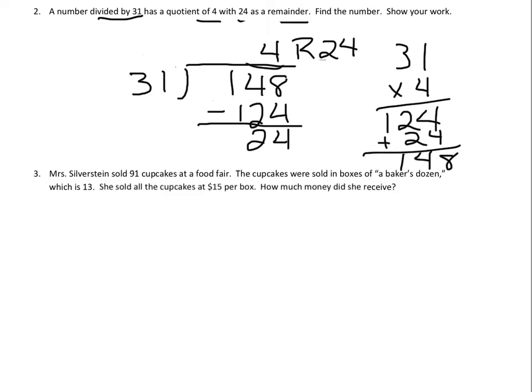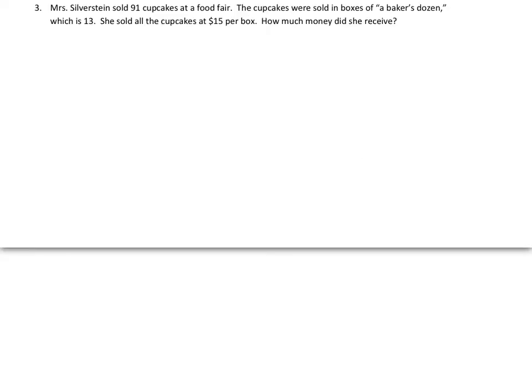Let's move on to question number 3. Question number 3 says, Mrs. Silverstein sold 91 cupcakes at a school fair. The cupcakes were sold in boxes of a baker's dozen, which is 13. She sold all the cupcakes at $15 per box. How much money did she receive?